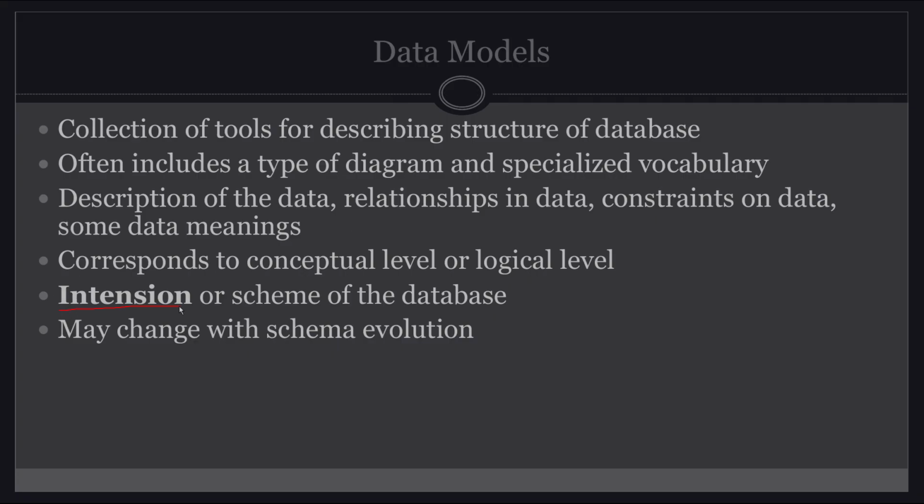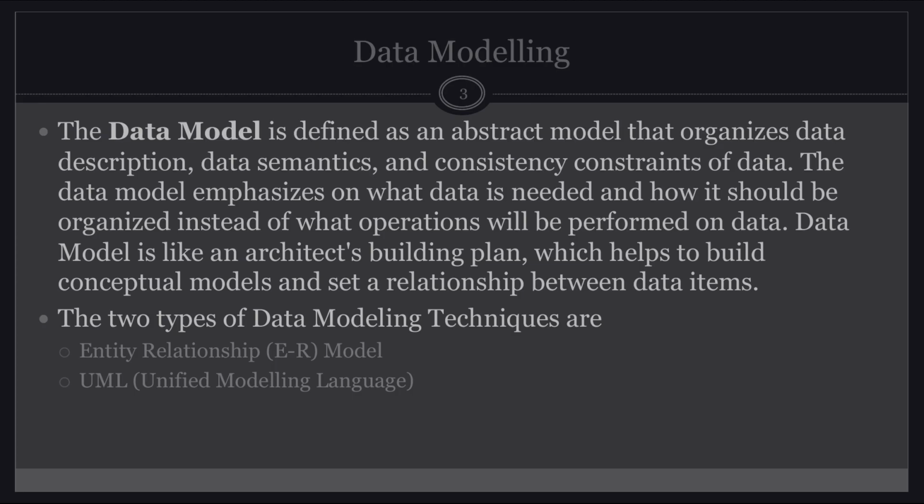However, I do want to draw your attention to the intention or the scheme of the database, which is basically just another term for data model, but this is contrasted with the extension of the database. Now, the intention basically says what is the design of the database, what is its structure, and then you have the extension, which describes the actual data that's stored there, okay? And the extension changes very often whenever you add or remove data or modify data, okay?